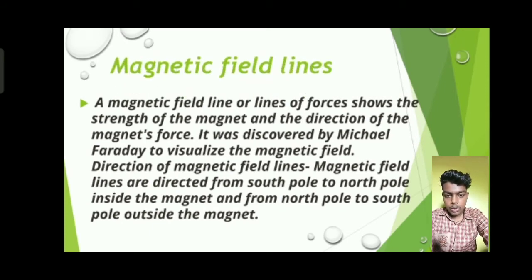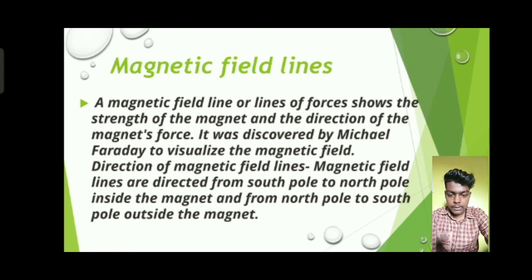Magnetic field lines. A magnetic field line or line of force shows the strength of the magnet and the direction of the magnetic force. It was discovered by Michael Faraday to visualize the magnetic field.